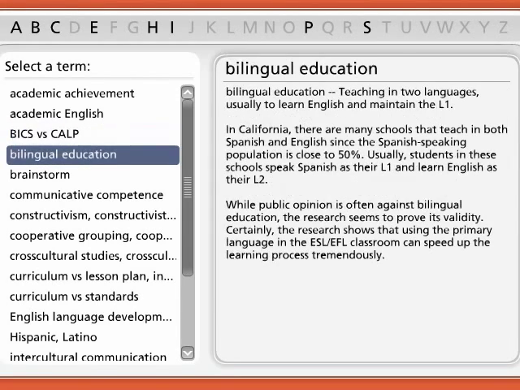Bilingual education. Bilingual education is teaching in two languages, usually to learn English while maintaining the L1. In California, there are many schools that teach in both Spanish and English, since the Spanish-speaking population is close to 50%. Usually, students in these schools speak Spanish as their L1 and learn English as their L2. While public opinion is often against bilingual education, the research seems to prove its validity. Certainly, the research shows that using the primary language in the ESL/EFL classroom can speed up the learning process tremendously.